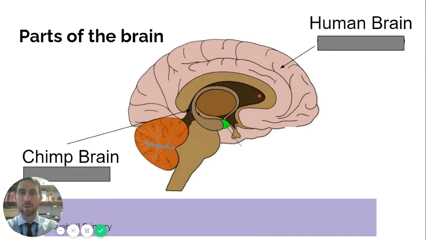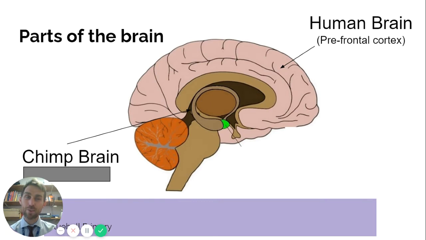Now, extra bonus points if you can remember what the fancy scientific name is for these parts. I think this one's going to come up first. Can you get it? It's the... If you said prefrontal cortex, give yourself a marshmallow clap. Well done. Prefrontal cortex. You can say it. Prefrontal cortex.